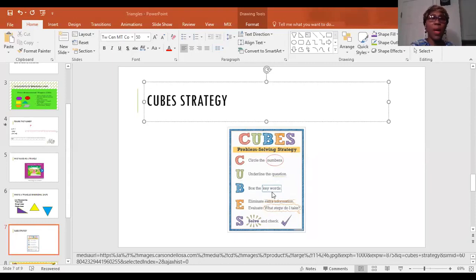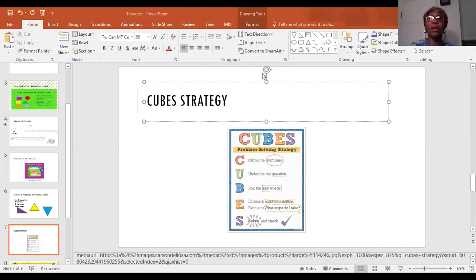The B stands for, we're going to box keywords like fewer, more, most. Then we're going to eliminate extra information. You know, if they were walking up the street and they turned left, we can leave that out. And we can evaluate what steps we need to take in order to solve the problem and check our answers. And when we're solving, we're talking about possibly showing your work. That's what we do to solve our problems, okay?